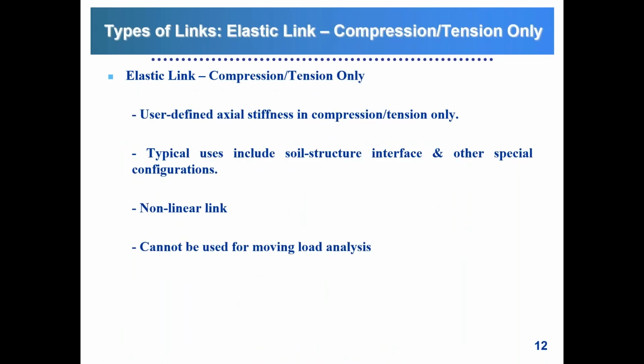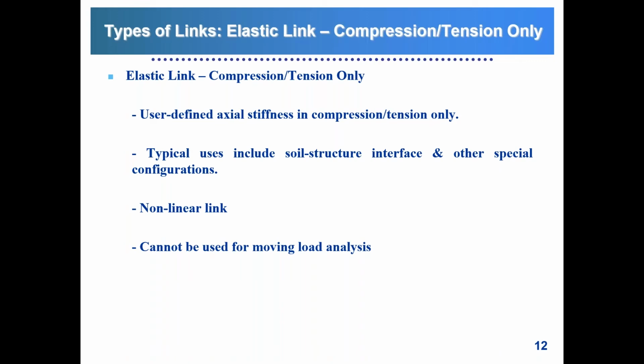The other type of elastic link is a compression or tension only link. So this type of link is only going to have axial stiffness, depending on whether it's compression only or tension only, and then it's going to be active only in one or the other. These are typically used when you have special configurations or soil structure interaction. For example, when you have integral abutments, it's very common to use compression only links.